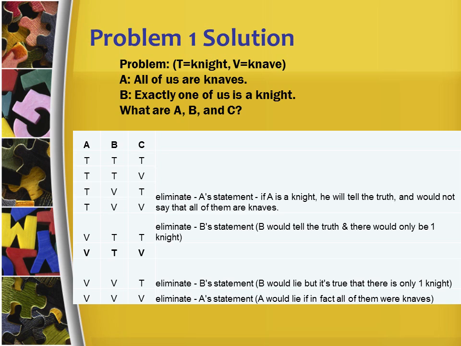Now I just eliminated 2 of the possibilities. That means that the only remaining possibility is VTV. A is a knave, B is a knight, and he's telling the truth. He is the knight. That is what he says, exactly one of us is a knight. And then C is a knave.